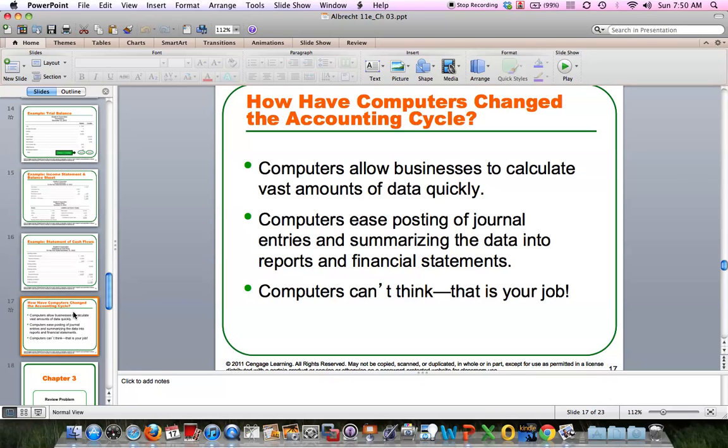Computers ease posting of journal entries and summarizing data into reports and financial statements. You can literally just run a report that will show you what your financial statements are. You can run a trial balance, and after you run your trial balance, you can run your financial statements. Computers can't think though. That's your job.